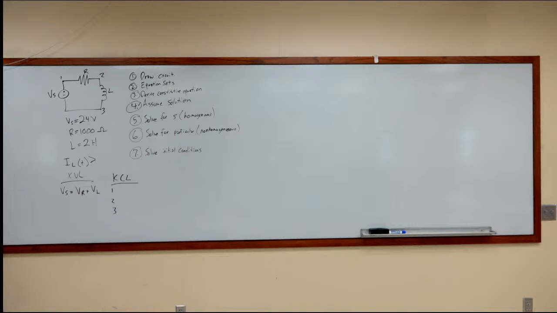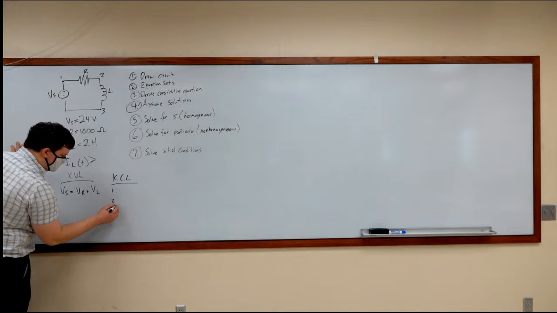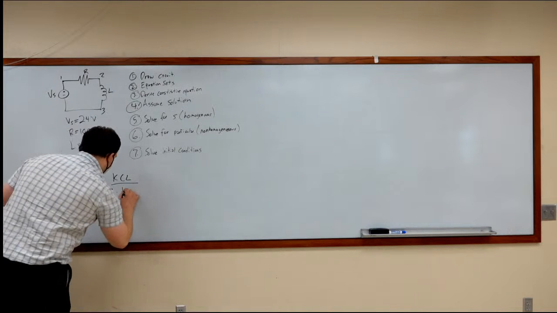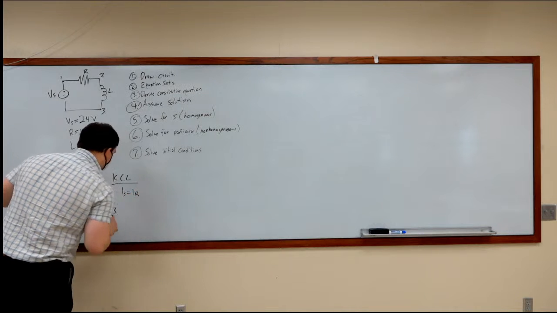So we can get 3 total KCL equations. What are our KCL equations? We have 3 of them. IS is equal to IR. Okay, that's one of them.